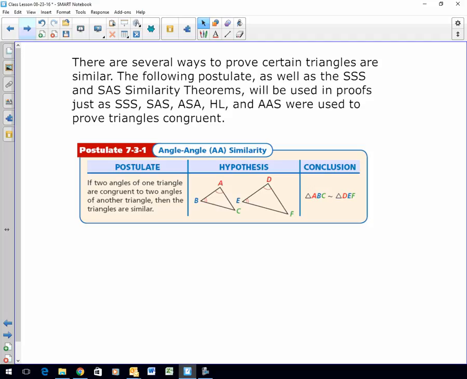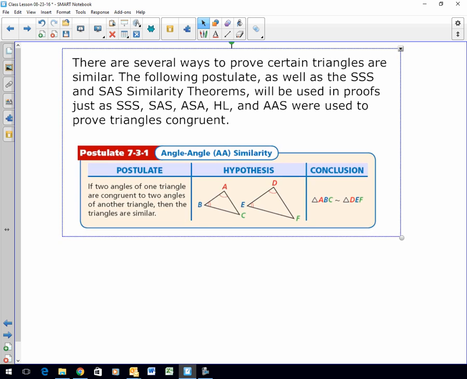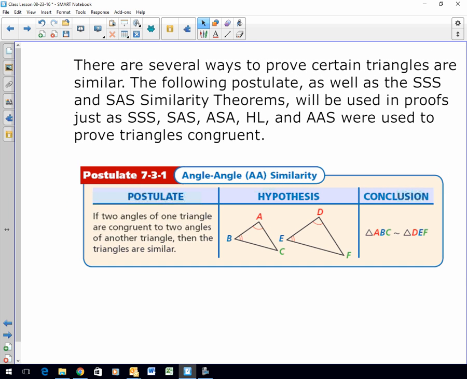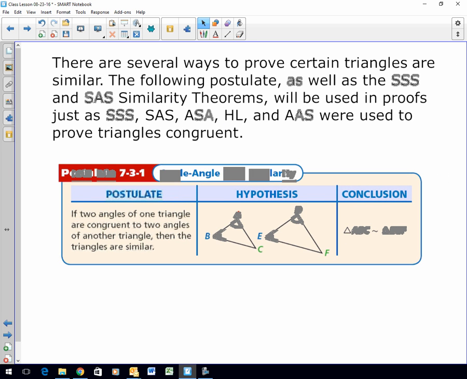I'm just going to go all the way through this, and we're going to talk about three main postulates or theorems today. We're going to add to that throughout this course. The fun really begins now. Here's the first one: the angle similarity postulate. If two angles of one triangle are congruent to two angles of another triangle, then the triangles are similar.